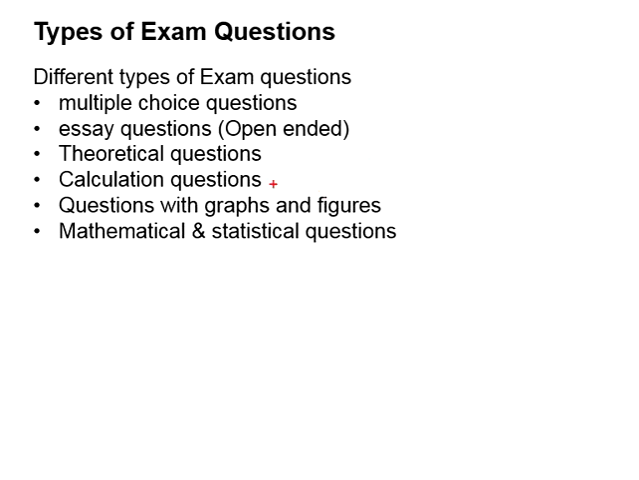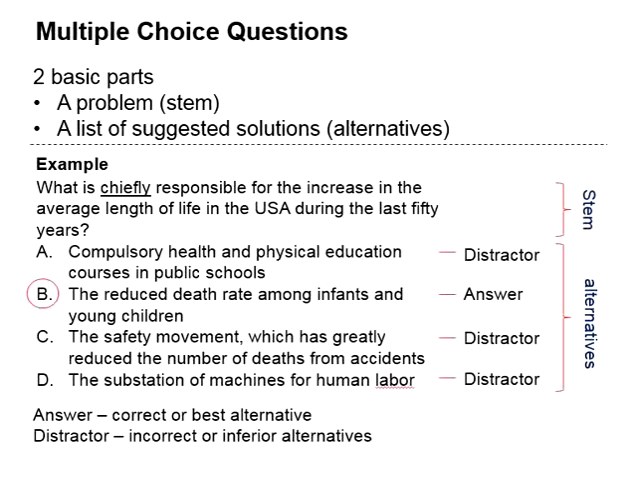So far, we have covered the theoretical questions, calculation questions, questions with graphs and figures, and also mathematical and statistical questions. Next, let us talk about the multiple choice question. A typical multiple choice question comprises two basic parts, commonly known as the term and the alternatives. The term represents the problem or the question. As for the alternatives, they are a list of suggested solutions.